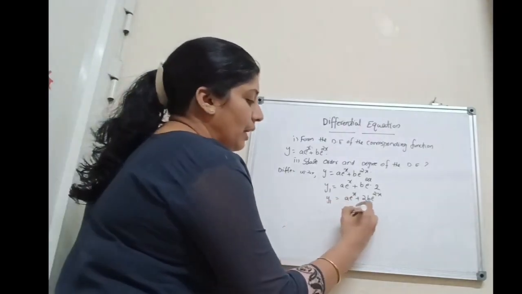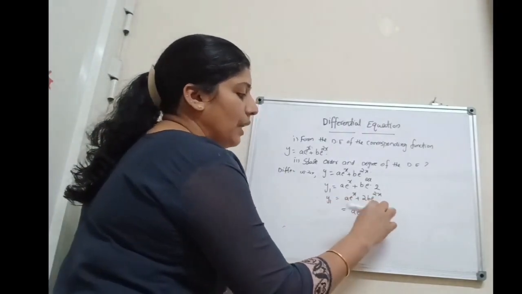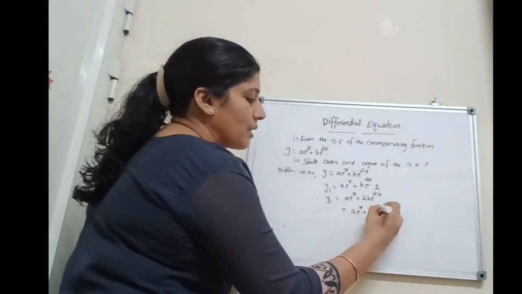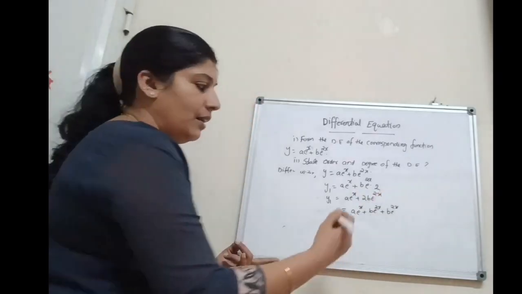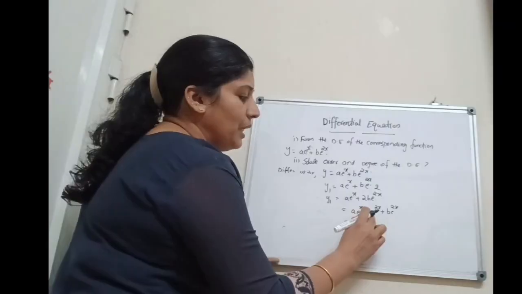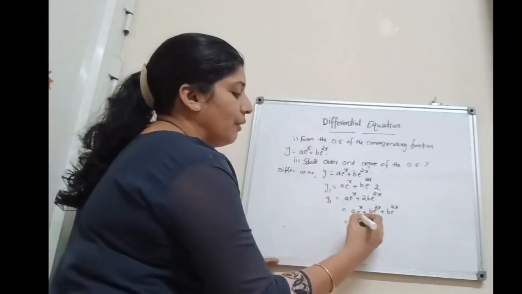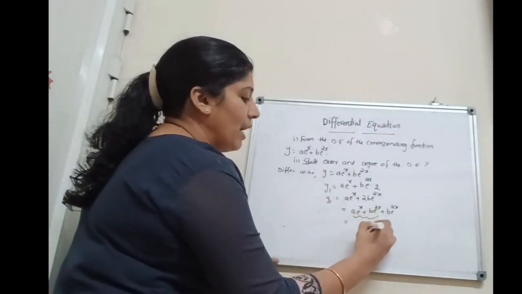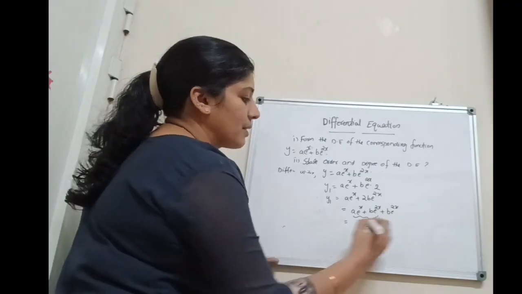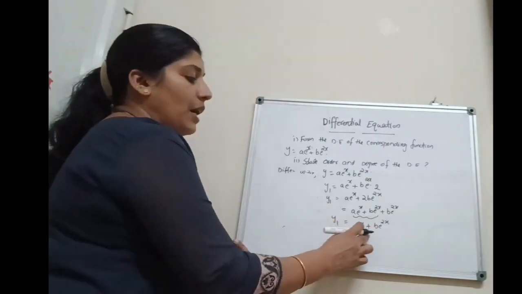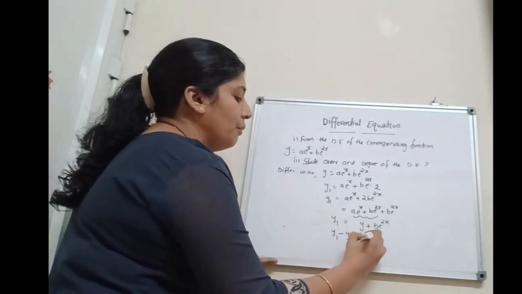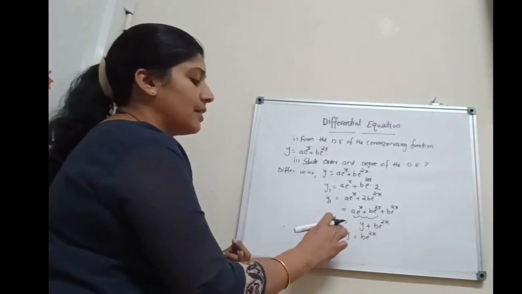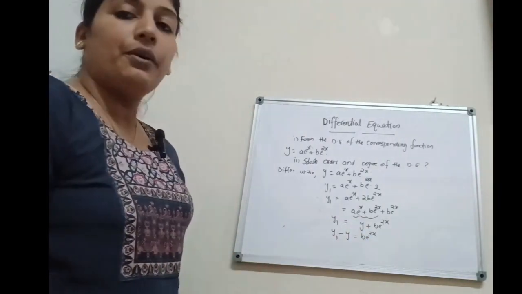It is also equal to a e raised to x plus b e raised to 2x plus b e raised to 2x. We can split 2b e raised to 2x into b e raised to 2x plus b e raised to 2x. Next, a e raised to x plus b e raised to 2x is what? y. Therefore, substituting this value as y, y plus b e raised to 2x. Therefore, y1 equal to y plus b e raised to 2x. Next, y1 minus y equal to b e raised to 2x. Take it to this side. Therefore, y1 minus y equal to b e raised to 2x.